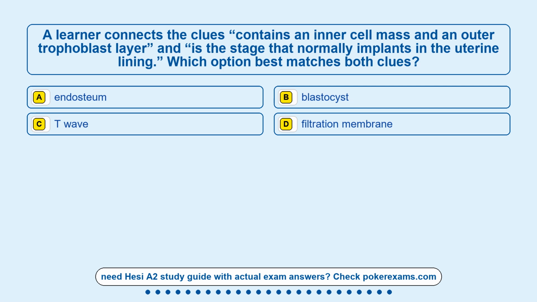Question 20. A learner connects the clues, contains an inner cell mass and an outer trophoblast layer, and is the stage that normally implants in the uterine lining. Which option best matches both clues? Option A, endosteum. Option B, blastocyst. Option C, T-wave. Option D, filtration membrane. The correct answer is option B, blastocyst.